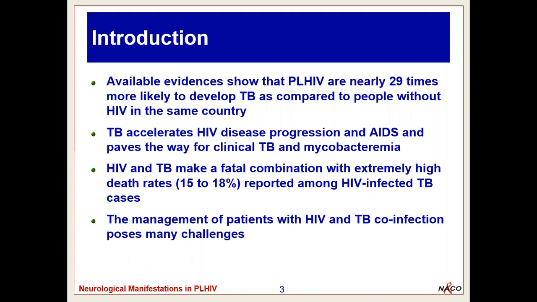It goes on. We know HIV and TB is a fatal combination in terms of mortality. The mortality is quite high. TB is still the major killer in co-infected patients. Management is quite tricky and tough, and not just the management, even the diagnosis is quite tough in HIV/TB co-infection because of several reasons that we'll talk about. Next, please.